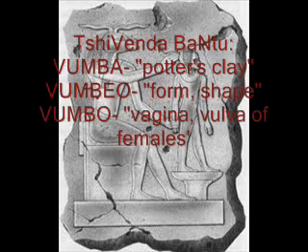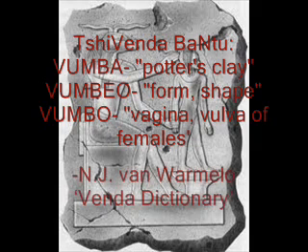In the Shivenda language, we have the word vumba, V-U-M-B-A, and it means potter's clay. Now, we have to realize that vumba and umba are basically the same word with just a tonal change. Umba and vumba. Do you understand? So then in Shivenda, we also have the word vumbeyo, V-U-M-B-E-O, and it means form or shape. So we see a common theme here.